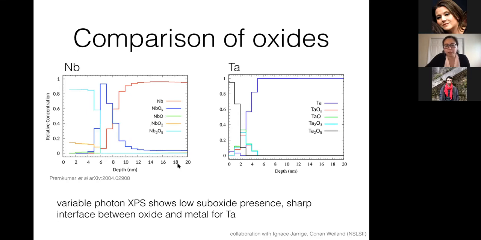In collaboration with Ignace Jarrige and Conan Weiland at NSLS-II in Brookhaven, we have started looking at these oxides in detail. Ignace had this very nice work with Andrew Houck's group from last year, where they looked at the oxides of niobium. And by doing variable photon XPS, they could do depth profiling of many different stoichiometries. And you can see that it's quite messy. You have lots of different stoichiometries, and then the suboxides can penetrate fairly far below this interface. Whereas for tantalum, to within the resolution of this technique, it looks like everything happens at the interface, and you have very, very little suboxide population.